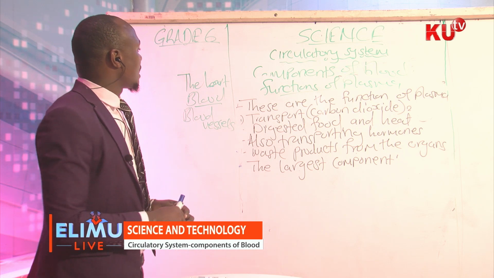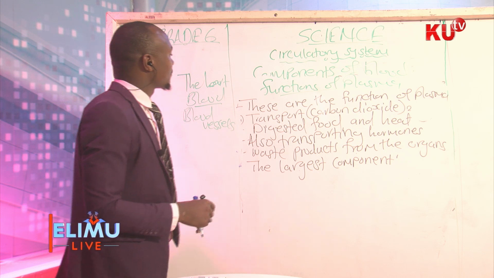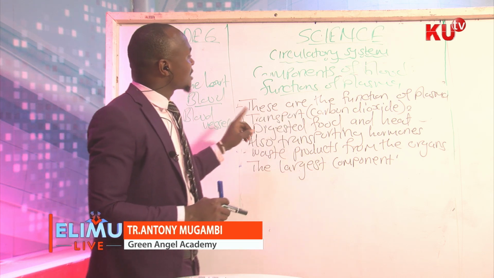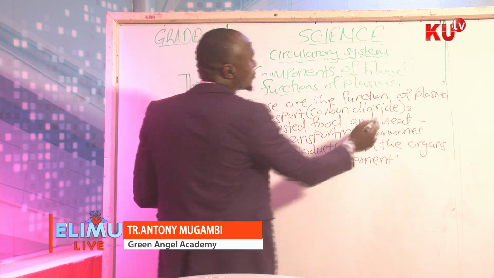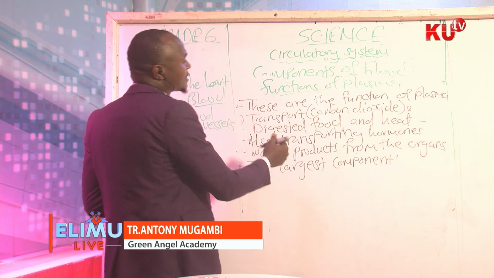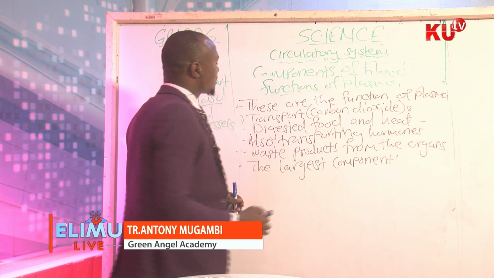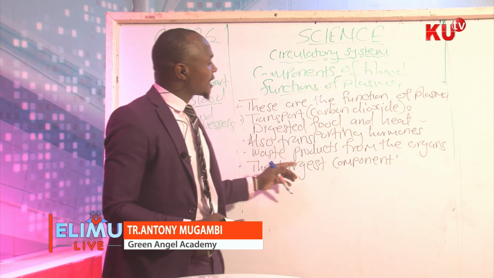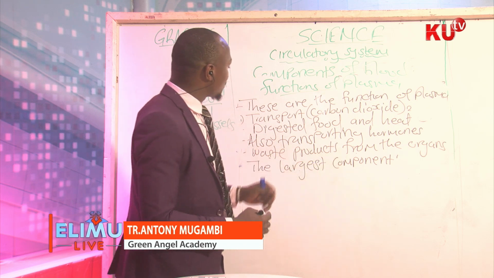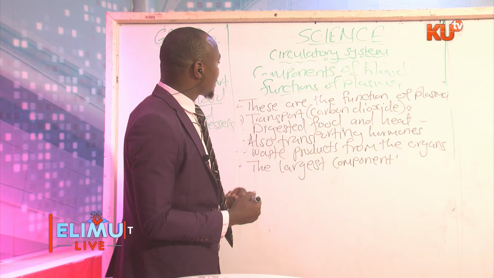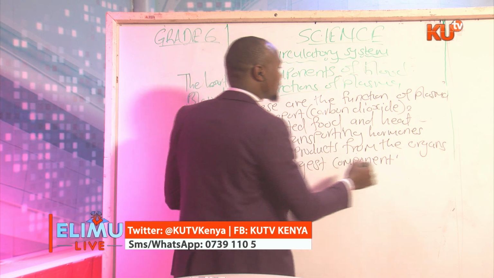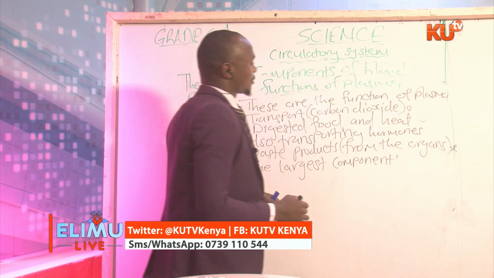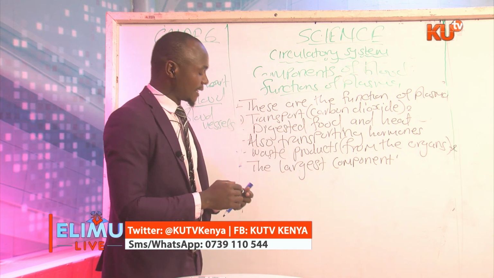Learners, the song goes like this. These are the functions of plasma: transport carbon dioxide, digested food and heat, also transporting hormones, waste product from the organs, the largest component. So there is a multiply by 2 here so that you can be able to get the tune.